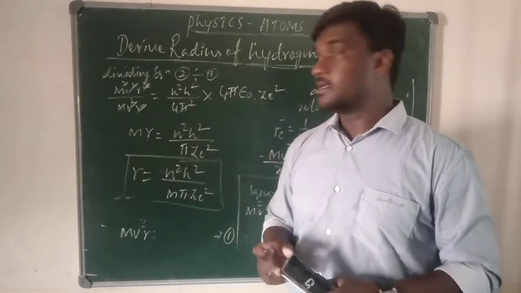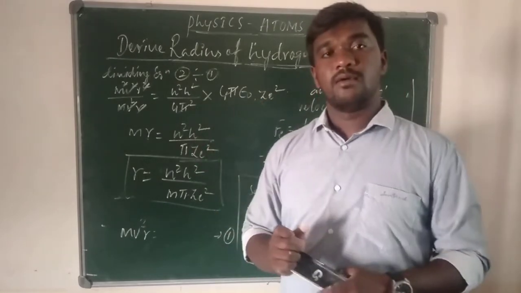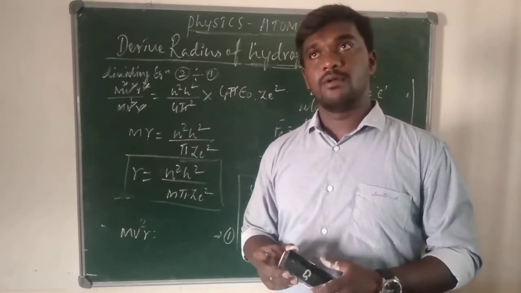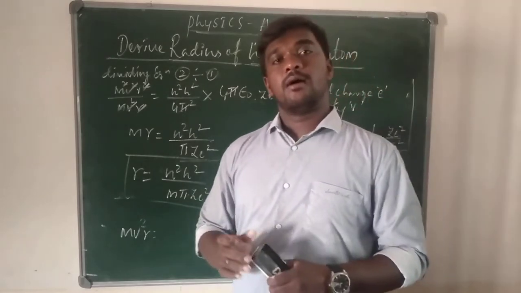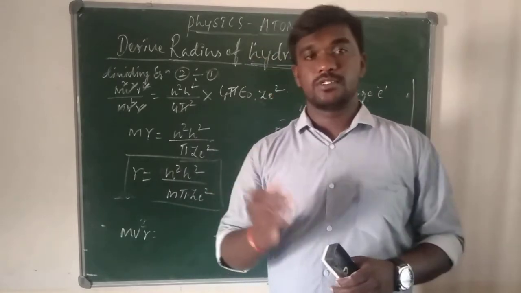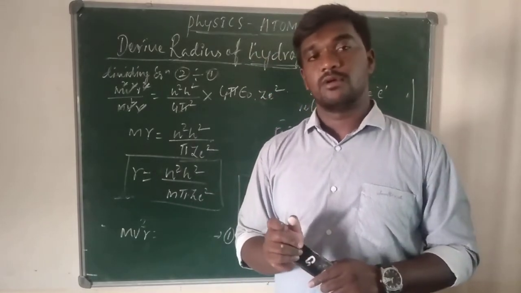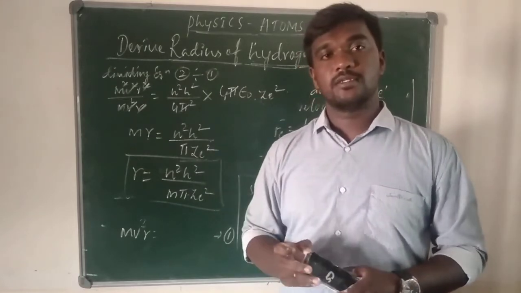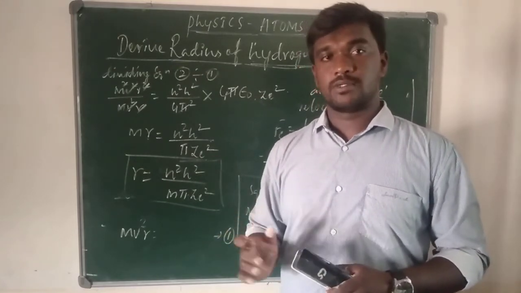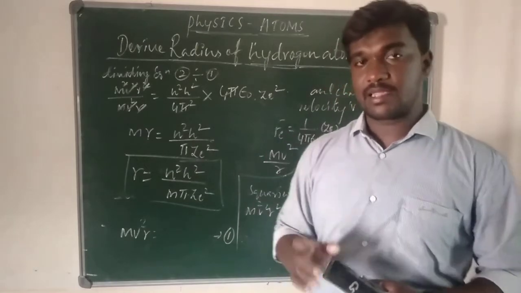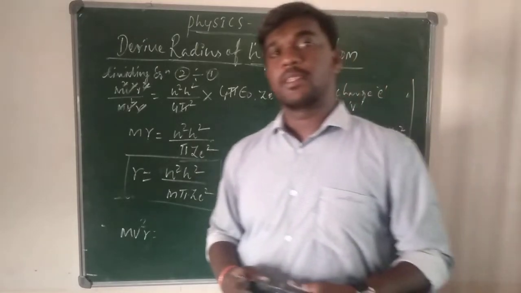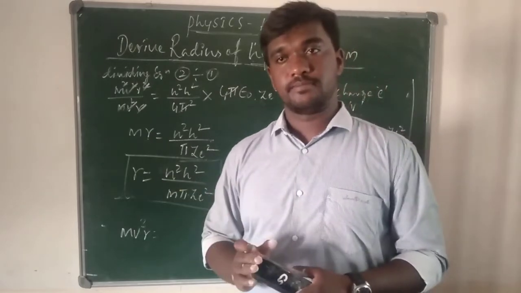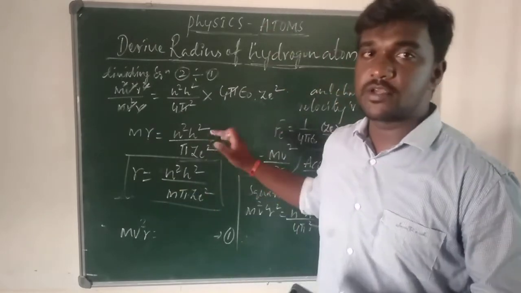That centripetal force mv square by r is provided by the electrostatic force of attraction between the electron and the nucleus, which is 1 by 4 pi epsilon naught Ze square by r square. Therefore, we equate the centripetal force to the electrostatic force: mv square by r is equal to 1 by 4 pi epsilon naught Ze square by r square. Here r square and r get cancelled. Finally, we get mvr equals 1 by 4 pi epsilon naught into Ze square.